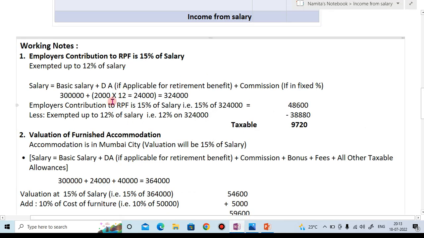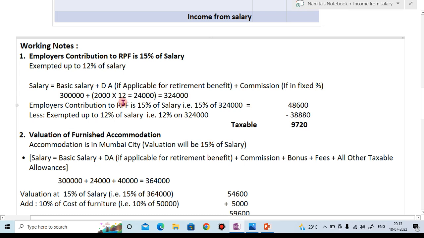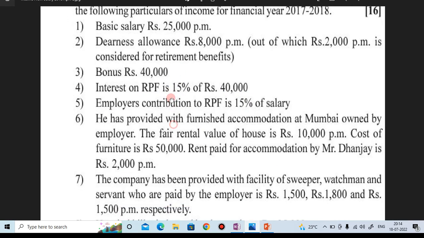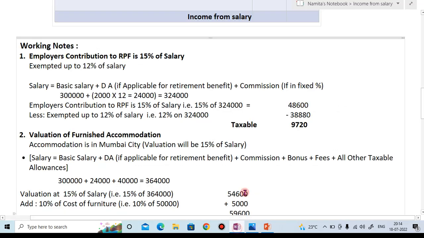So write here 2000 multiplied by 12. Why? Because for the calculation of salary, for dearness allowances we have to take only the amount applicable for retirement benefit. So dearness allowances is how much? 2000 per month. So 2000 multiplied by 12. How much do we get? 24,000. Okay. Plus commission if in fixed rate. Now is there any commission in the question? No, there is no commission. So leave it as it is. Now 3 lakh plus 24,000 is equal to 3 lakh 24,000. So the salary amount is 3 lakh 24,000.